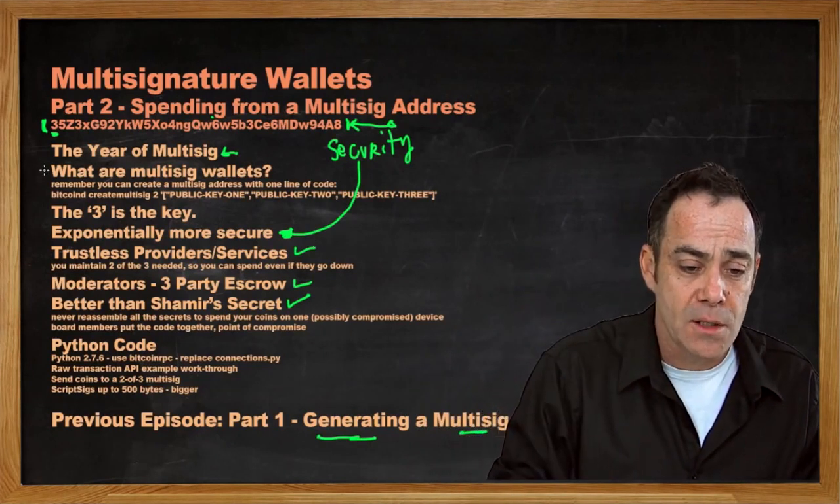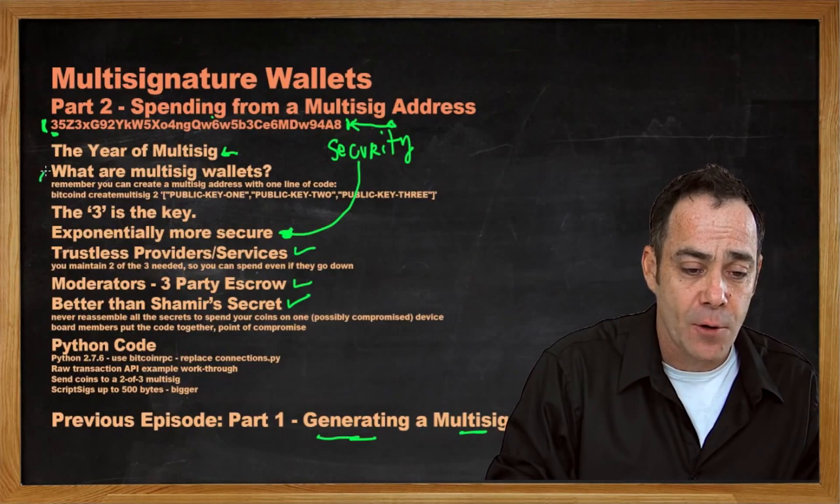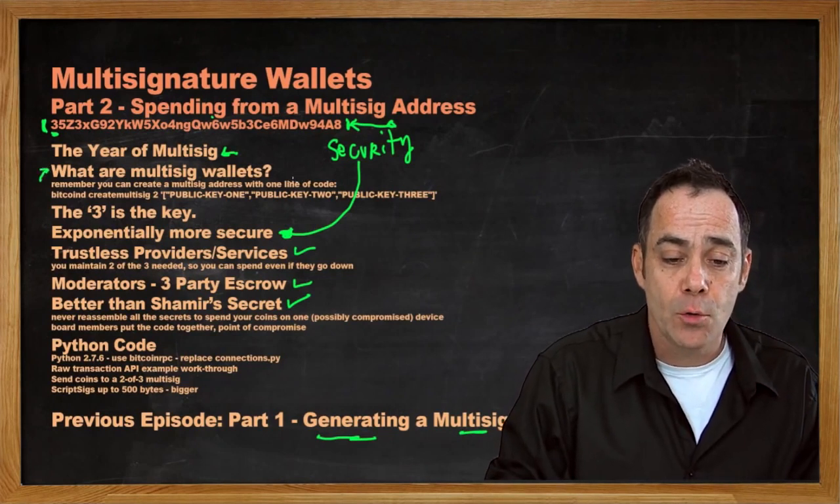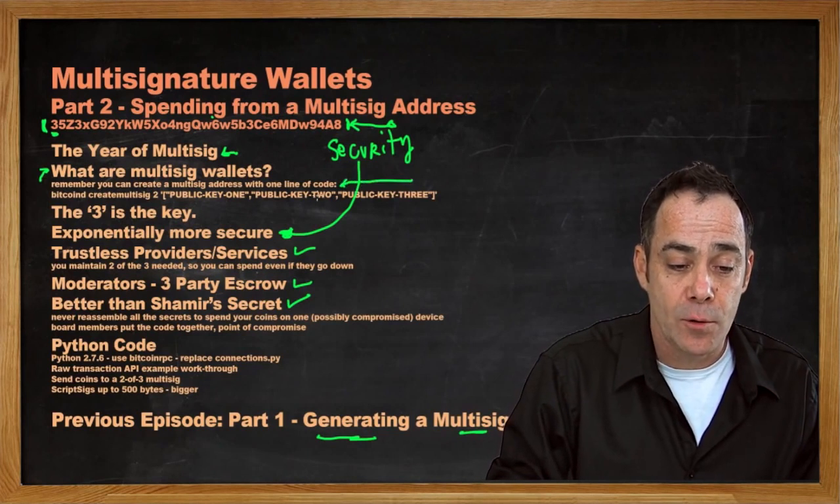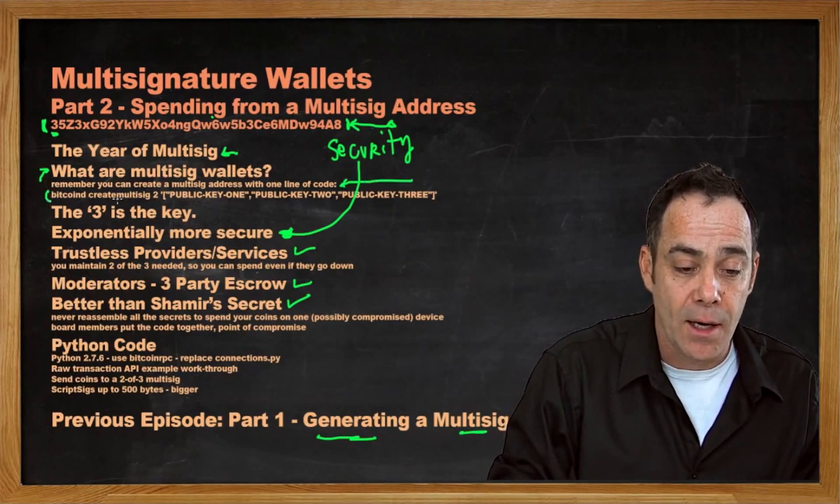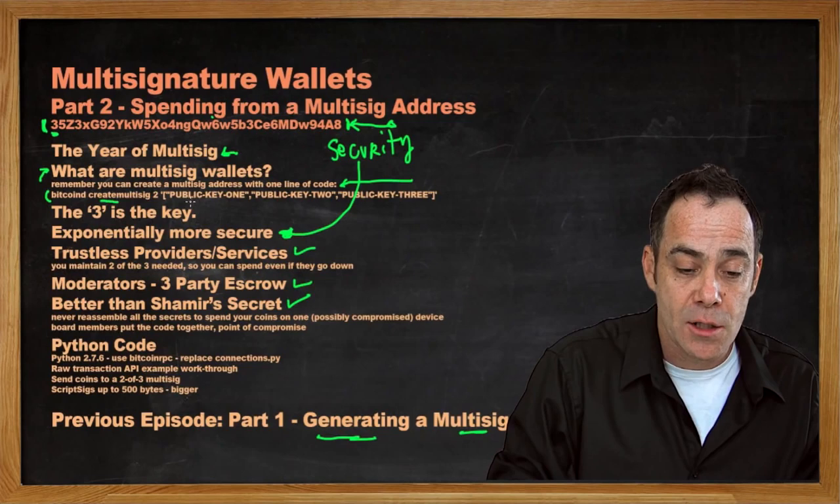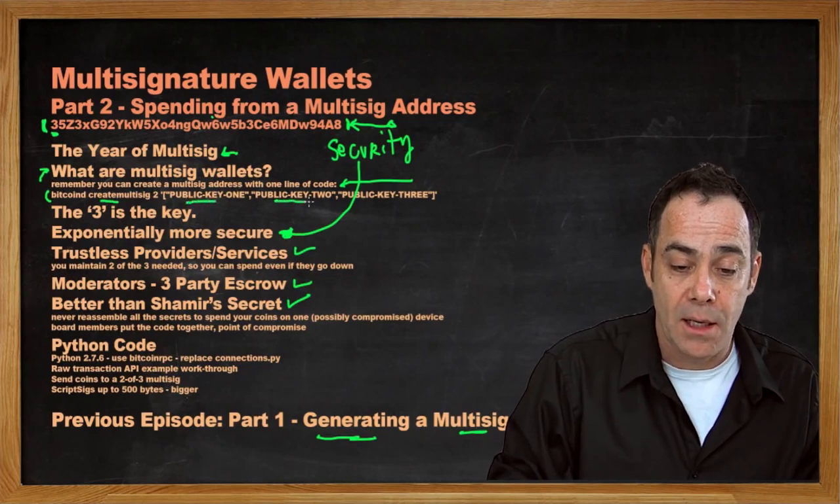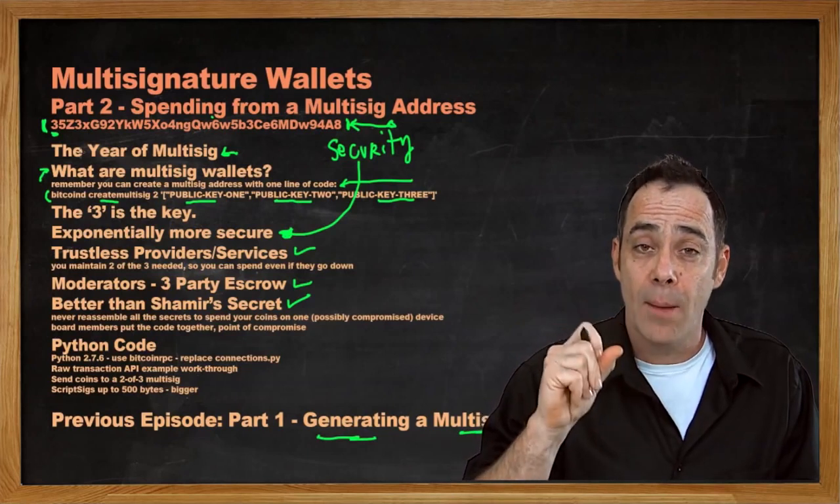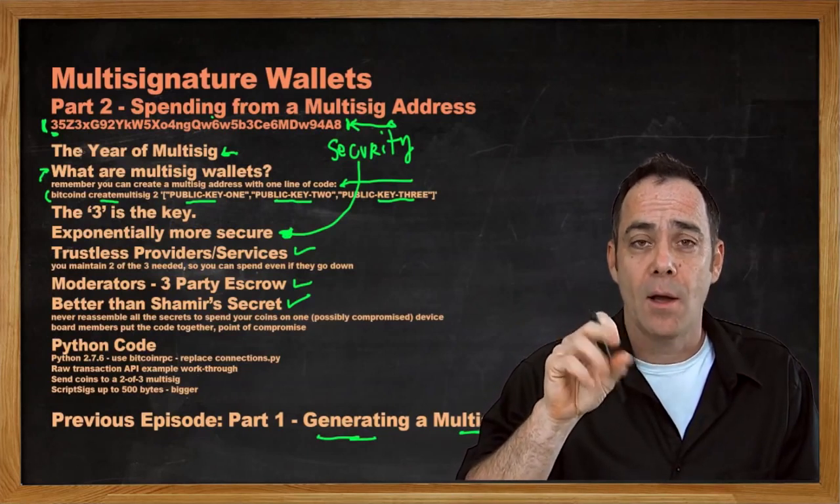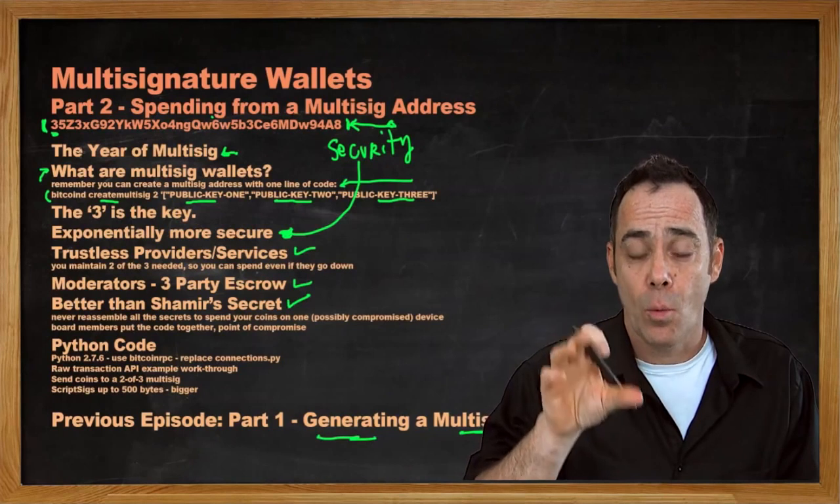Okay, so what are multi-sig wallets? Well, we discussed a lot of that in the first one, but remember, you can create a multi-sig address with just 1 line of code. If you take this bitcoind line right here, createmultisig, and just slap in 3 public keys, stuff that into your Bitcoin-Qt or your bitcoind, blammo, it will reward you right away with a multi-signature wallet.